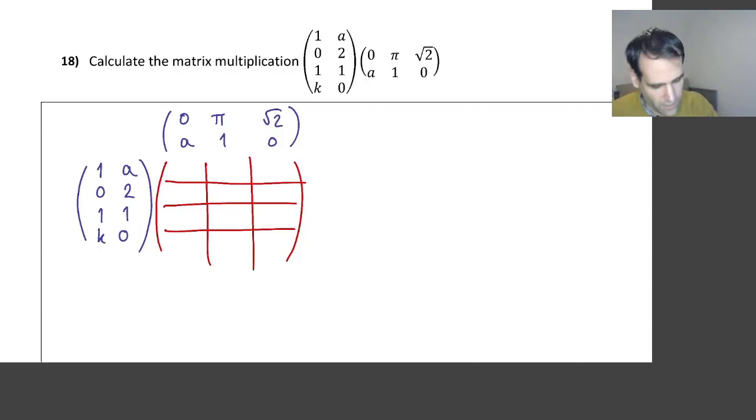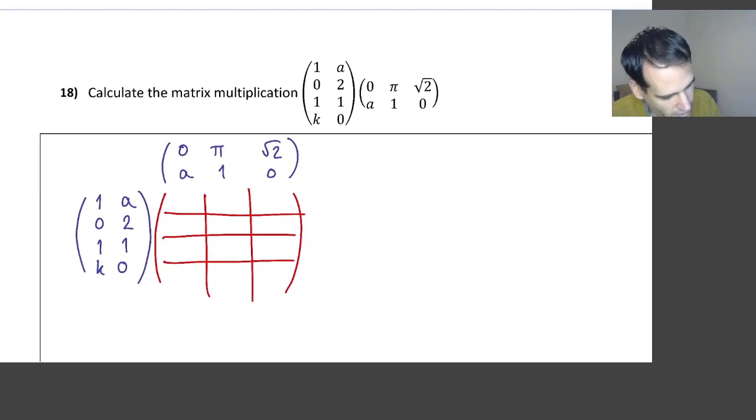And this always happens. So the first matrix here is a 4 times 2 matrix because it has 4 rows and 2 columns, while the second matrix here is a 2 by 3 matrix because it has 2 rows and 3 columns. So we know that the result is going to have 4 rows and 3 columns. And the way to remember it is by doing this trick of moving the matrix and looking at this gap that we see here. So this tells us the size of the matrix.